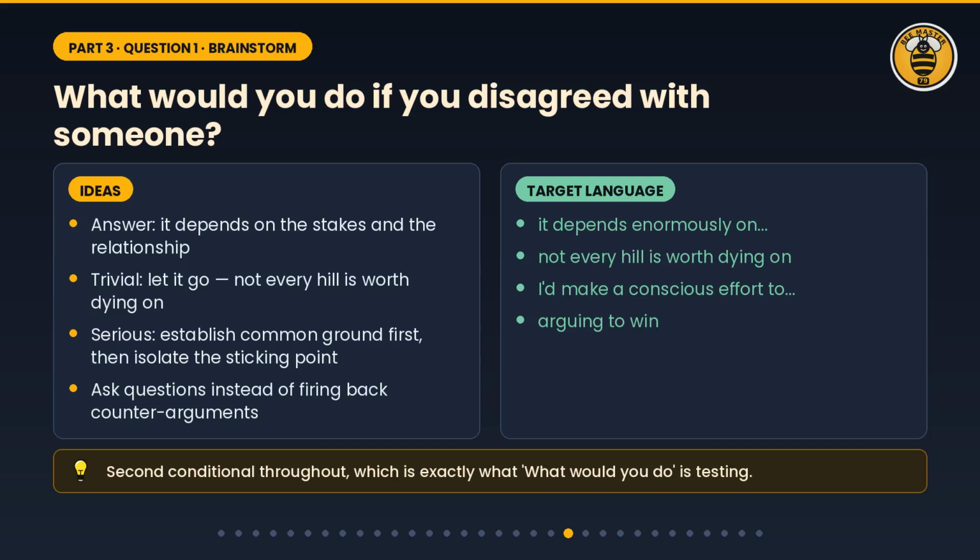Question 1. What would you do if you disagreed with someone? The phrasing tells you which grammar is being tested, so the answer needs second conditionals. The candidate splits it: let trivial things go, and for serious things, find the common ground first.